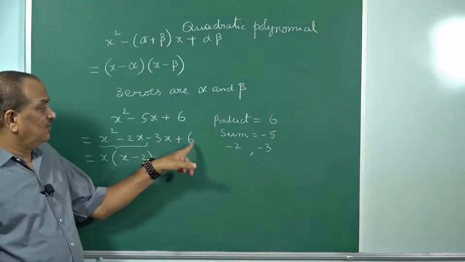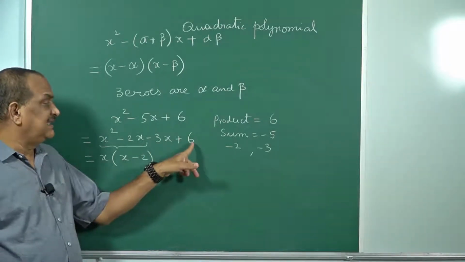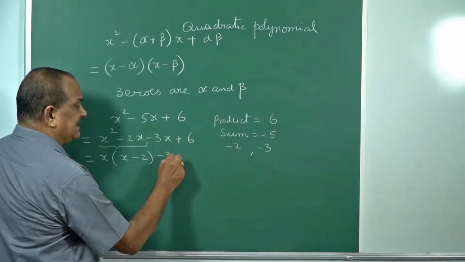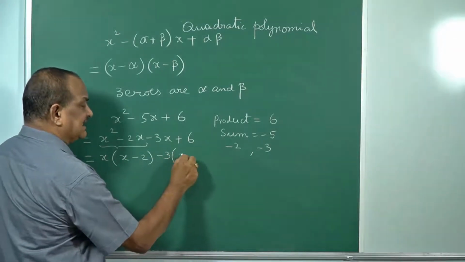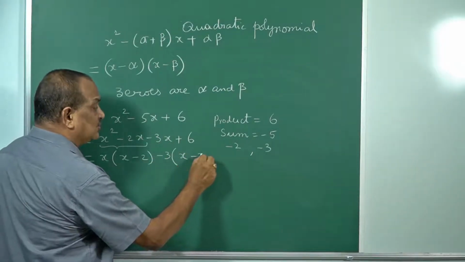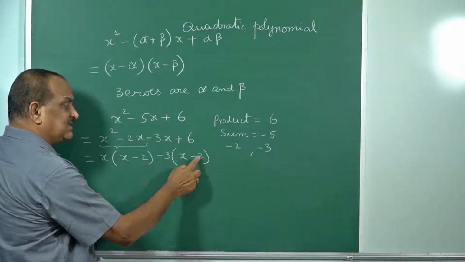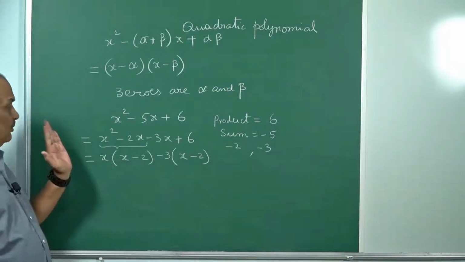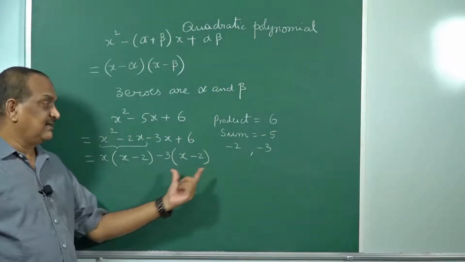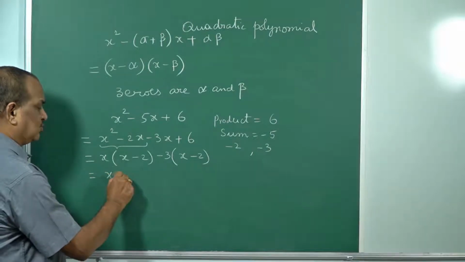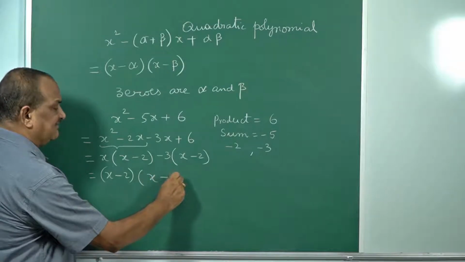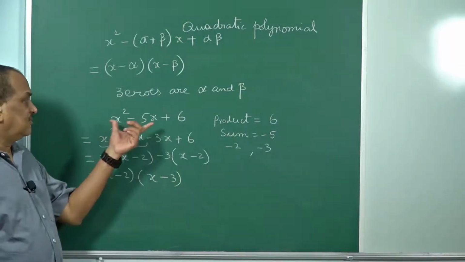Now in these two, what can be taken out? Because there are 3 1s and 3 2s here, and there is a minus sign also. So I take minus 3 as a common factor: minus 3 times x is minus 3x, and minus 3 times minus 2 is plus 6. Now if you look at this part, you understand that x minus 2 is again a common factor. So I take out x minus 2 as a common factor, and this x is left here, this minus 3 is left here.